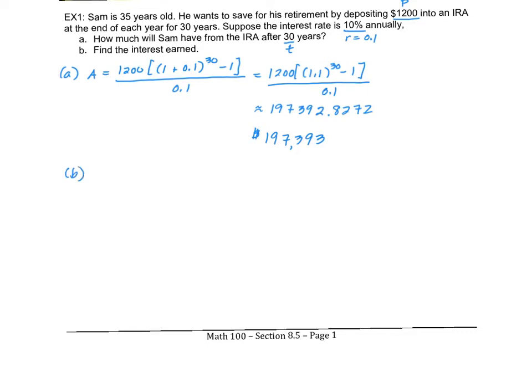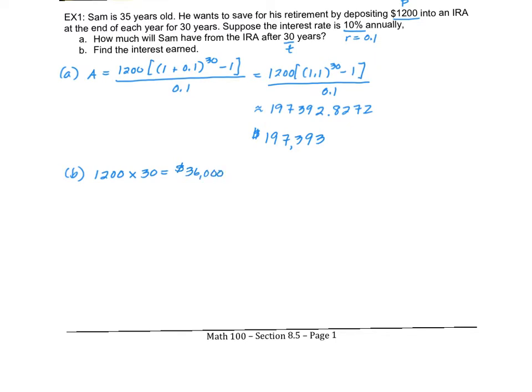Part B, we want to find the interest that was earned. Okay, so here, $1,200 was deposited every year for 30 years. So if you take the 1,200 times 30, you get 36,000.